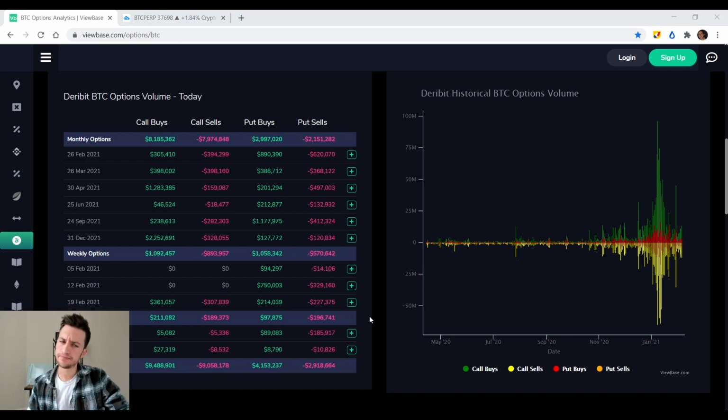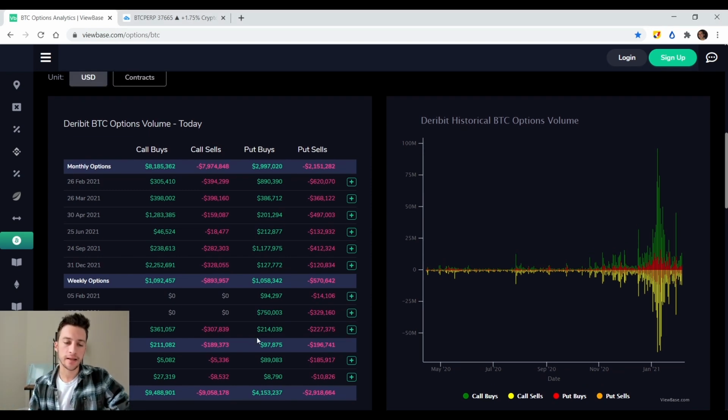I wouldn't take too much away from this because it's only a difference of like 1.5 mil, so really not a lot of money. But I would say, if anything, this to me is telling me that the market's just slightly leaning toward more bearish, but this is really not a crazy amount.